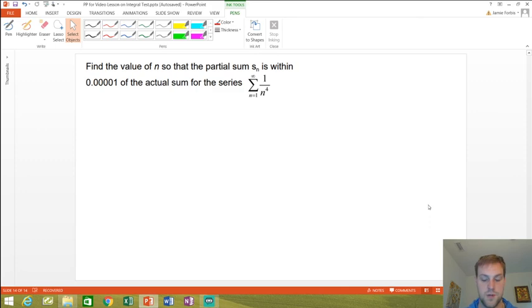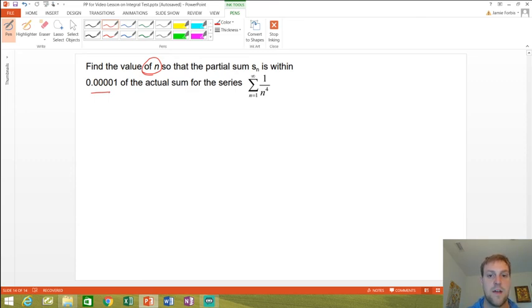One more example, and this one's pretty easy. It says find the value of n. So I need to figure out what the value of n is so that the partial sum s sub n is within 0.00001 of the actual sum for the series.